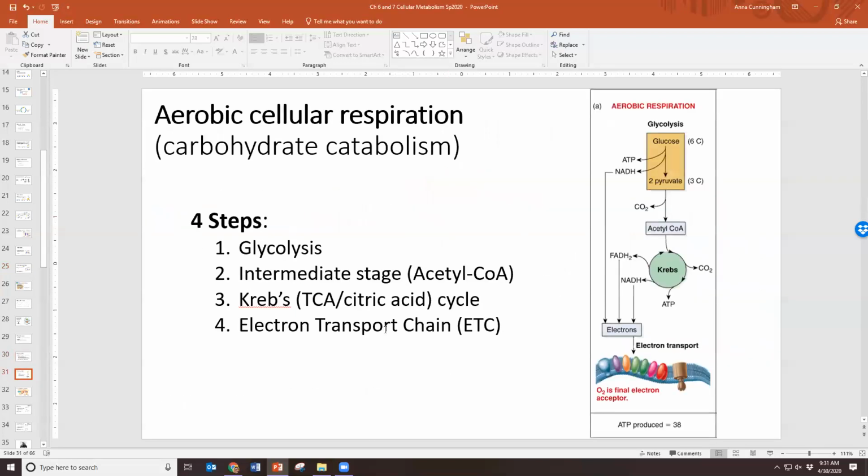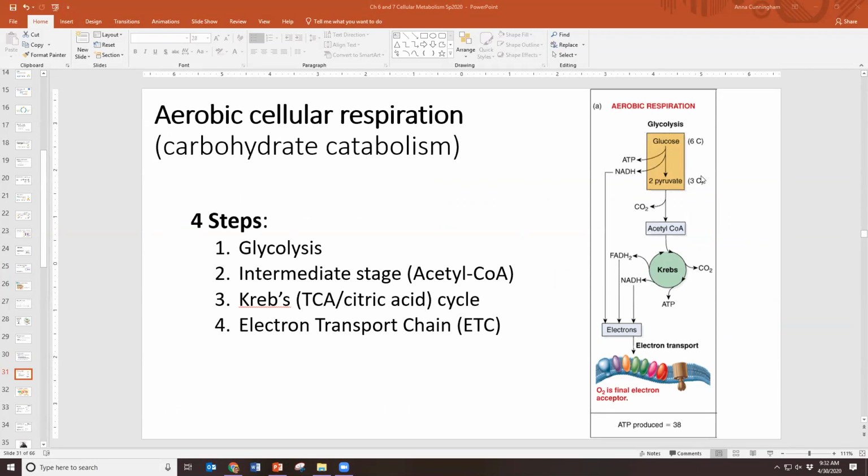This is just looking at a summary of these steps. I will revisit this panel picture later because I love it. I think it is an excellent summary. But you can see here that overall cellular respiration can be divided into 4 steps.